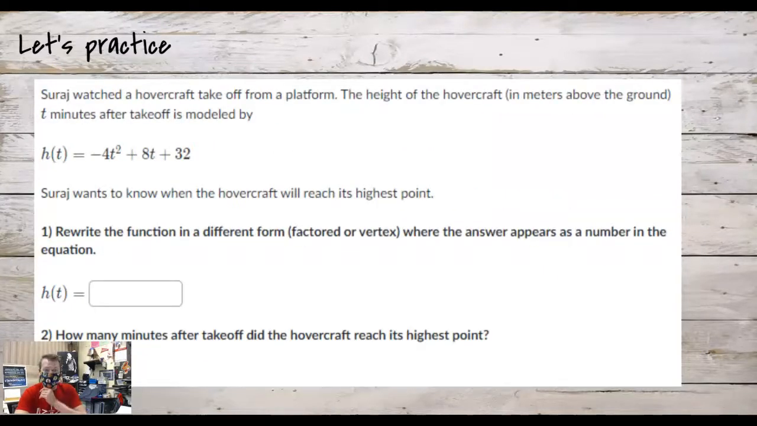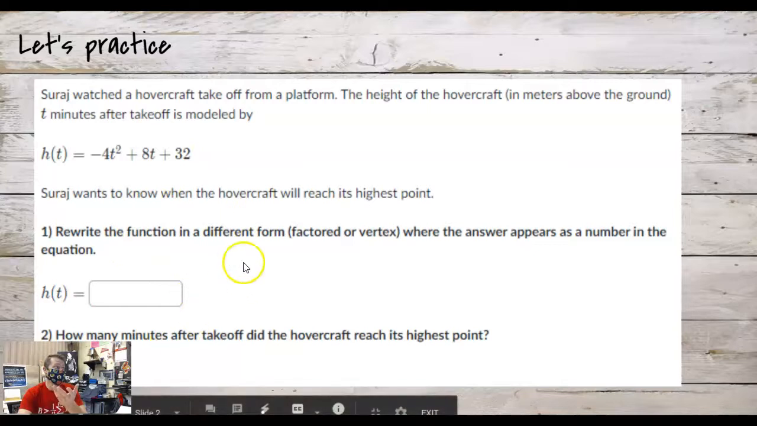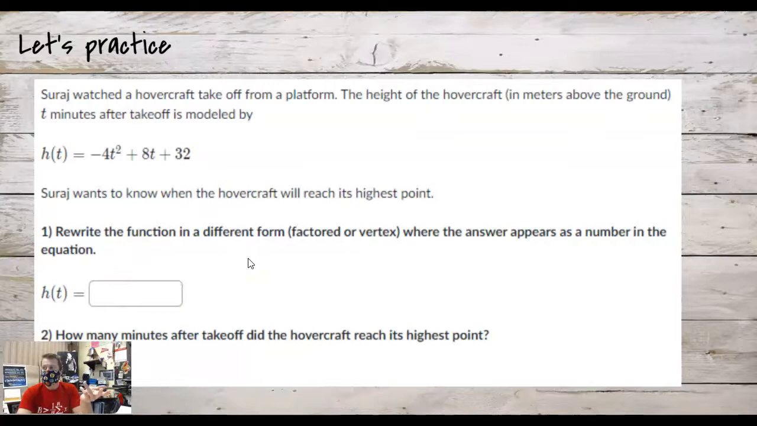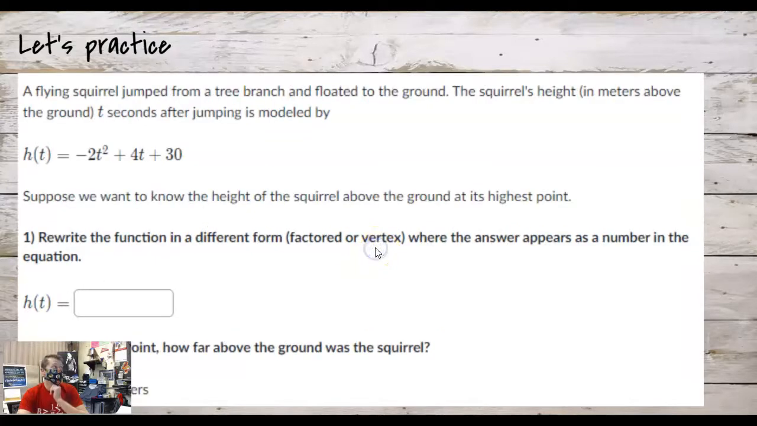All right, now hold up. How can we figure out when the hovercraft will reach the ground? Yeah, it's 0. So if they asked us to model when it would reach the ground, we would want to do that in factored form. This is the trick of what they're asking us, factored or vertex form: if we wanted when it reaches the ground, that would be factored form, not vertex form. So if we move on to another one, guys, keep these notes, by the way. These are going to be very useful when you do your Khan Academy.